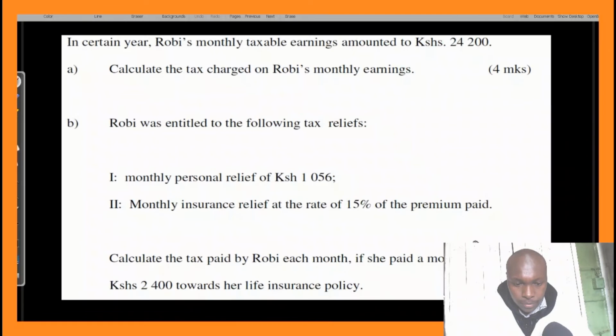So part B, the reliefs. So one is obvious. The first one is 1056. Then there is another one here, which is insurance relief at the rate of 15% of the premium paid. So this will be 15% of the premiums paid. So it will be 15% of 2400. So we do that calculation.